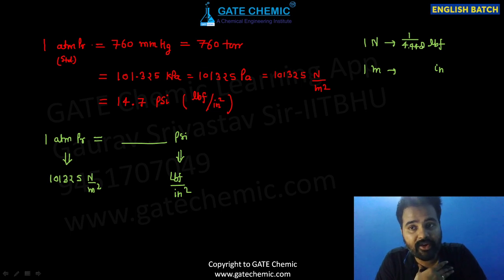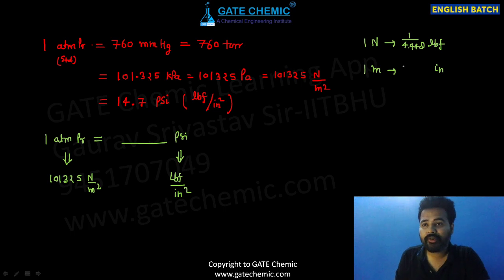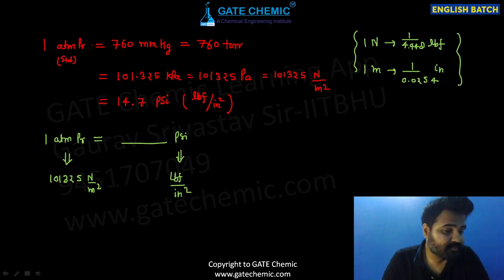1 meter equals how much inch? I know 1 inch equals 2.54 centimeter, or we can say 2.54 centimeter equals 1 inch. To convert centimeter into meter, just divide by 100. So 2.54 divided by 100 means 0.0254 meter equals 1 inch. So 1 meter equals 1 upon 0.0254 inch. Is it correct? Please tell me, everyone. Yeah, very good.